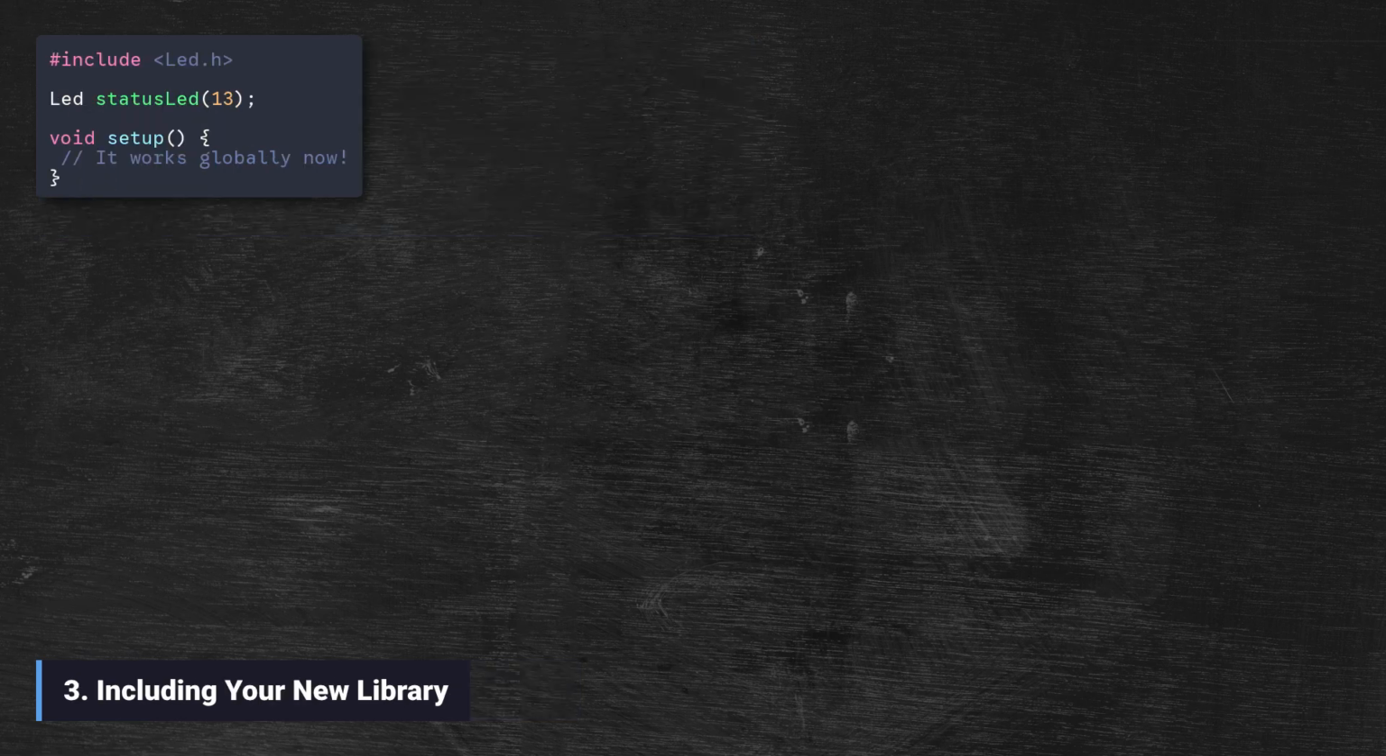Now, in any new sketch, you don't need to copy files anymore. Simply use the angle brackets with the include directive. Your lead class is now a permanent part of your development toolkit, ready to be reused in any project you imagine.